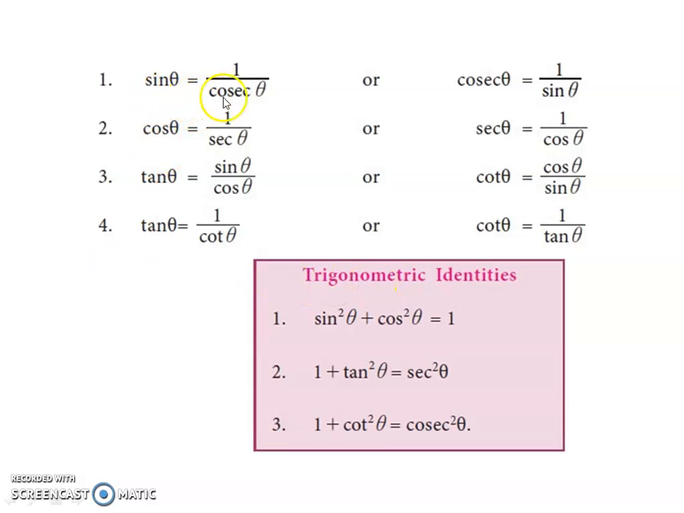Always remember: sin theta is 1 upon cosec theta, cosec theta is 1 upon sin theta, cos theta is 1 upon sec theta, sec theta is 1 upon cos theta, tan theta is sin theta upon cos theta, cot theta is cos theta upon sin theta, tan theta is 1 upon cot theta, cot theta is 1 upon tan theta. Trigonometric identities. Lecture.